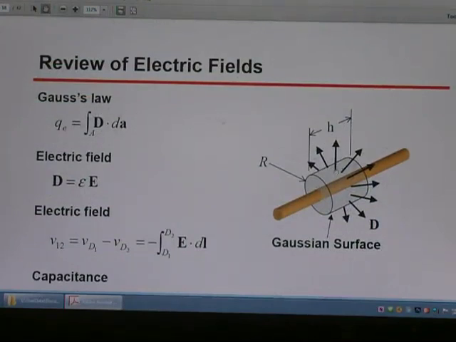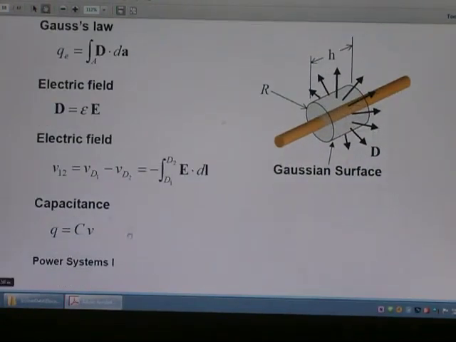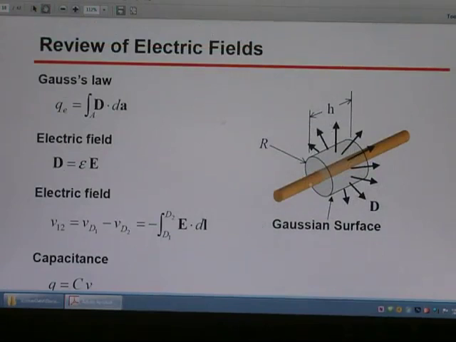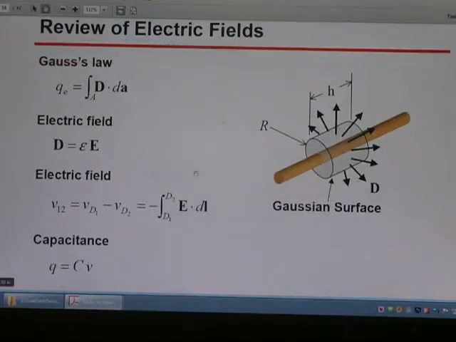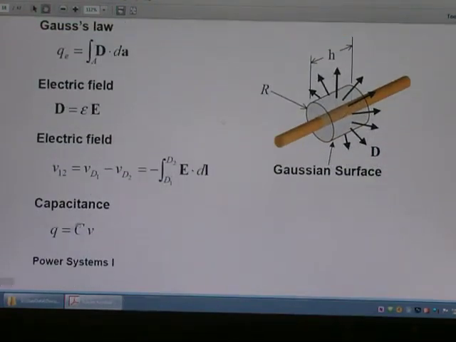So now to review the electric field with Gauss's law: where the current flows, the flux comes out, with radius R, H and D. We can calculate by this equation, the electric field equation, and also the capacitance equation from Gauss's law, using the charge and flux density.